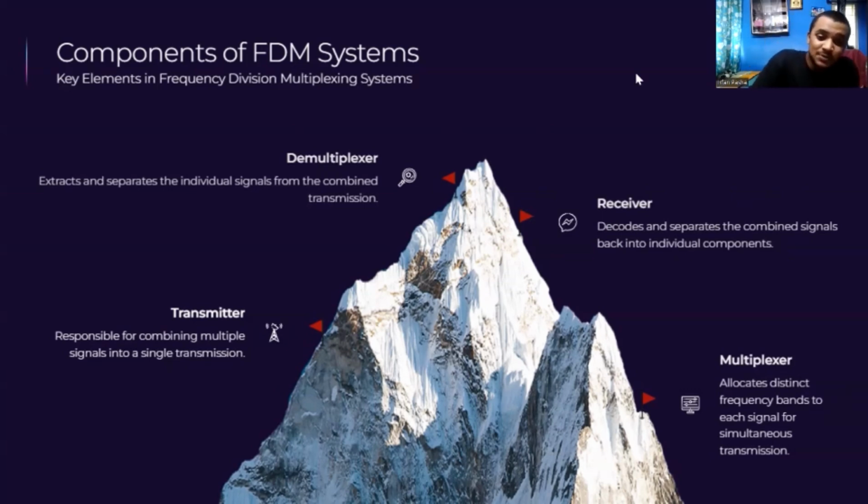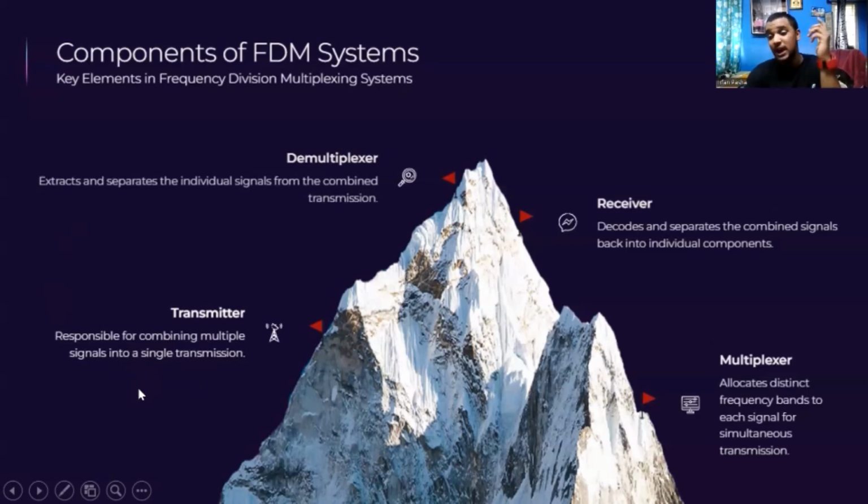Okay. Now, the transmitter. What is a transmitter? We see huge telecommunication towers at every distance we go. What is the actual use of these towers? These towers are the ones helping us to communicate over different frequency networks. The transmitter is responsible for combining multiple signals into a single transmission.